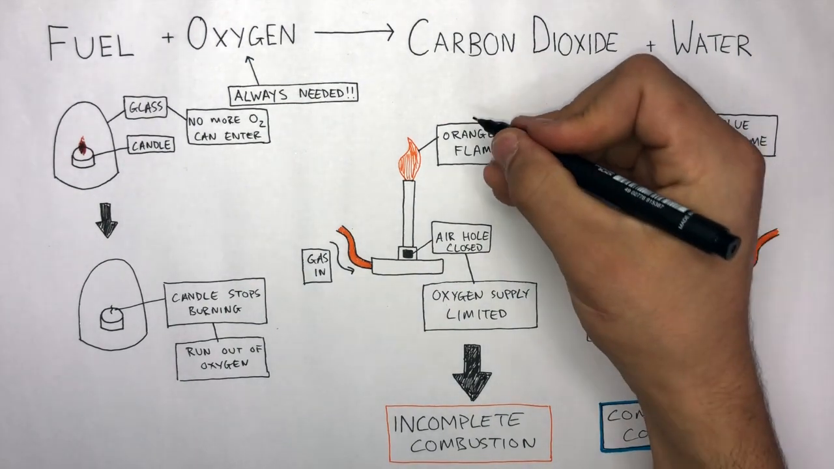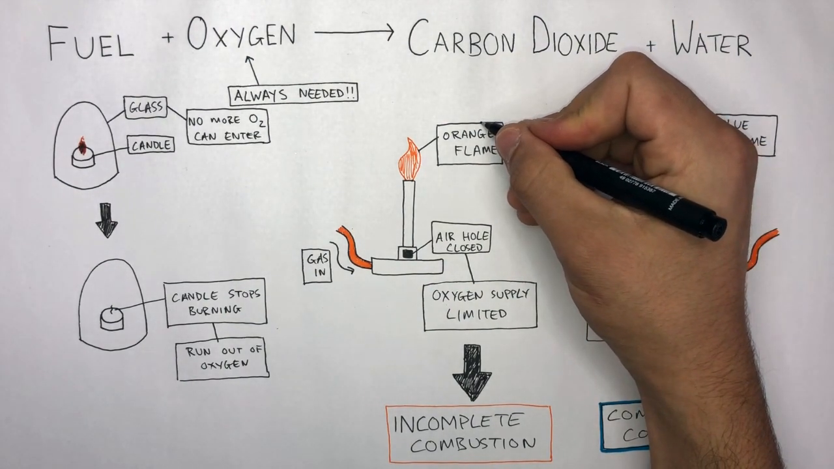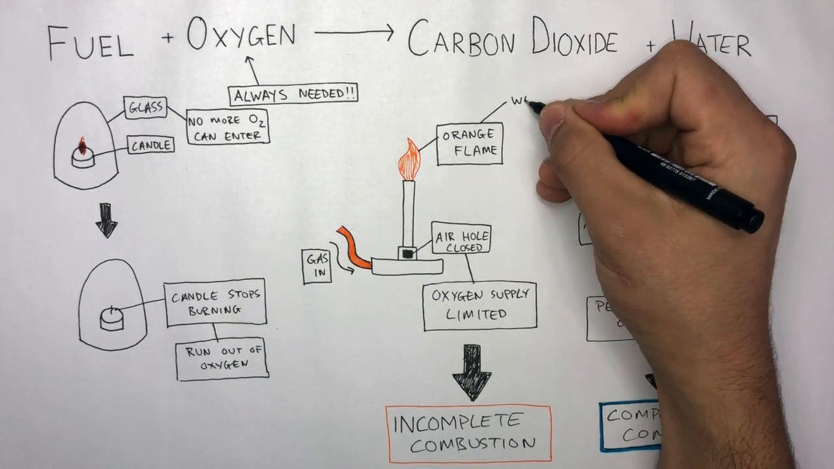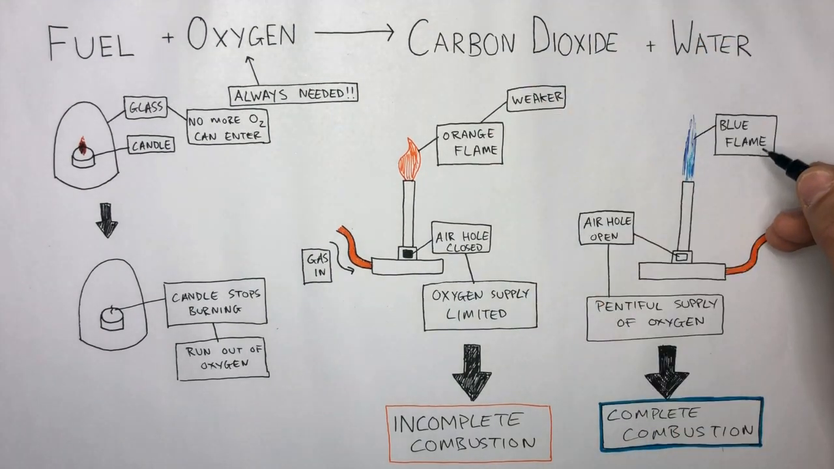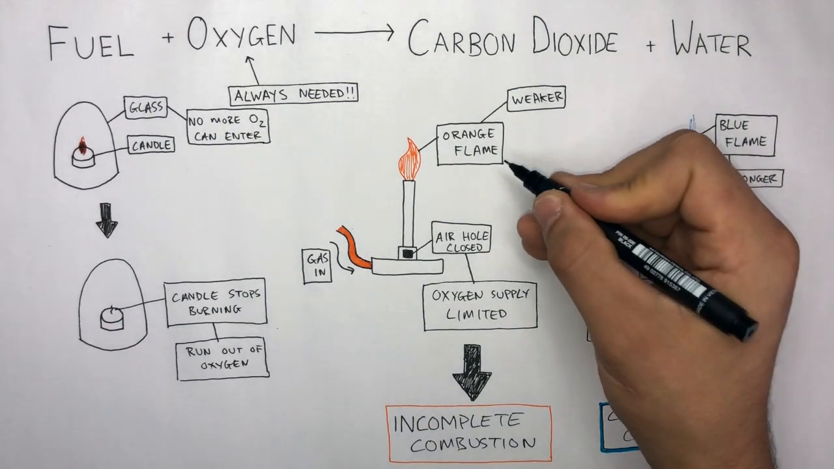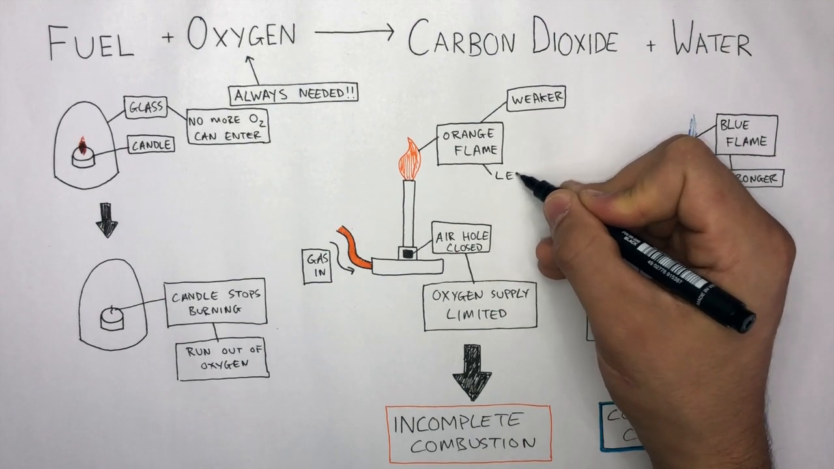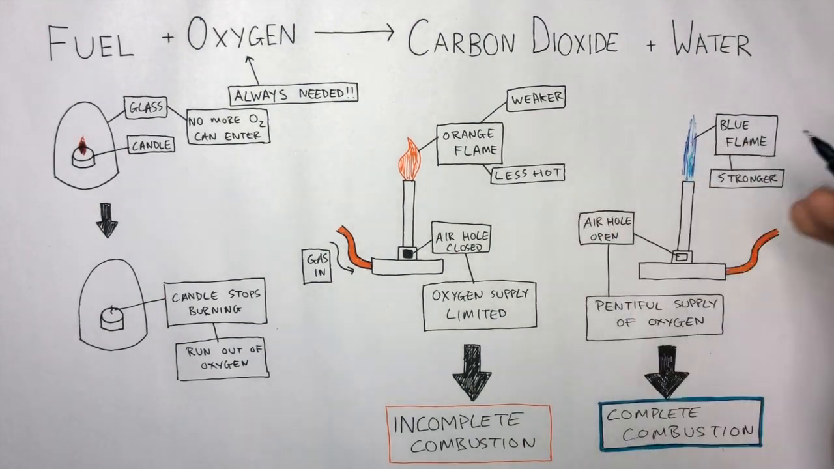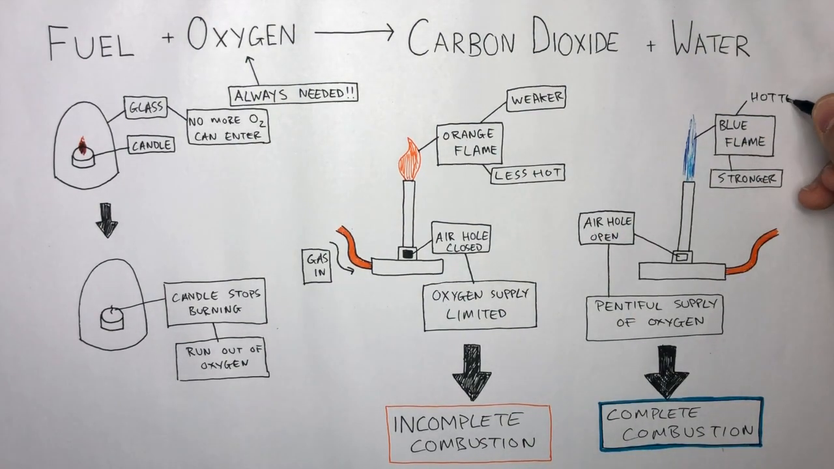As there is less oxygen being supplied, the flame in incomplete combustion is weaker, whereas in complete combustion, there is more oxygen being supplied, so the flame is stronger. This results in the orange flame being less hot and the blue flame being hotter.